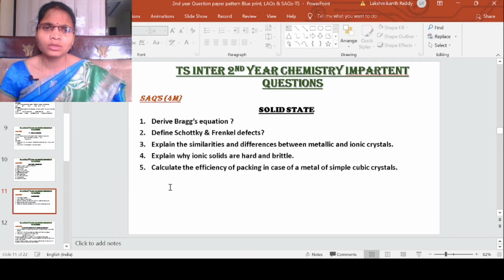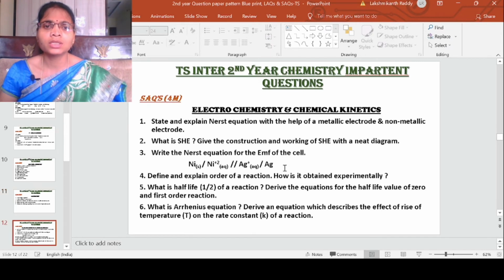Next, go for short answers. Solid state: Bragg's equation, define Schottky and Frenkel defects, similarities between metallic and ionic crystalline solids, explain why ionic solids are hard and brittle, and calculate the packing efficiency for a simple cubic crystal structure. Next, electrochemistry and chemical kinetics.